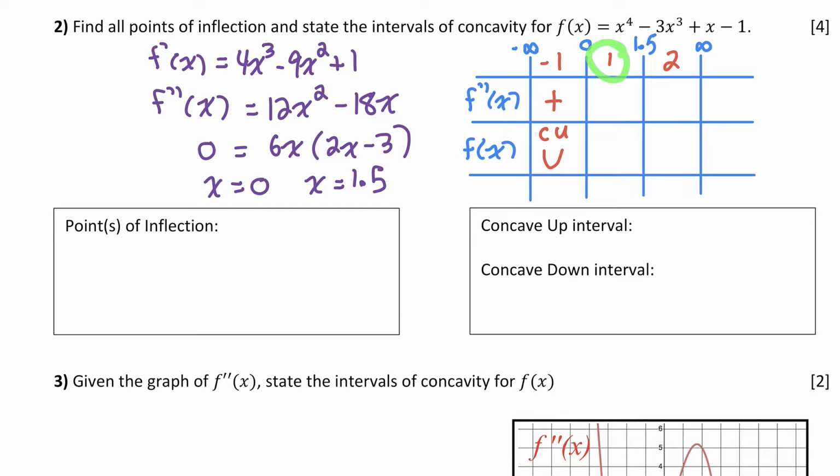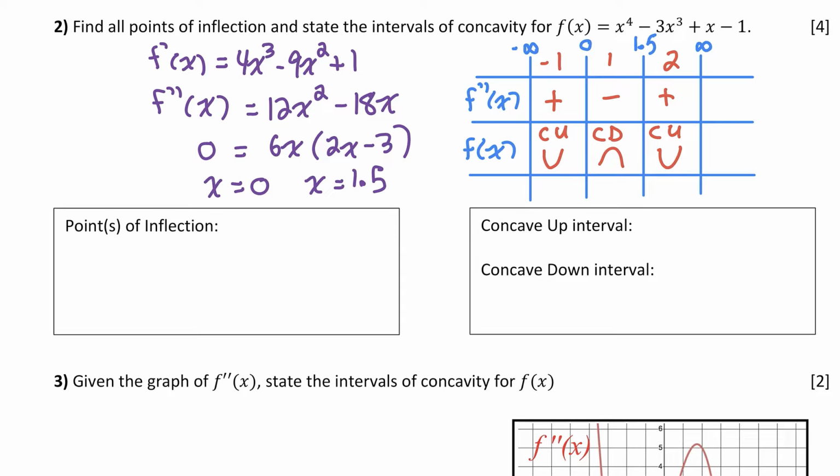If I sub 1 into my second derivative, I get a negative answer, which means the original function is concave down in that interval. And if I sub in 2 to the second derivative, I get a positive answer, so once again, it is concave up. So notice there was a change in concavity at 0 and at 1.5. So that means there are 2 points of inflection.